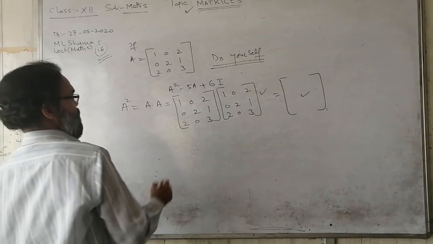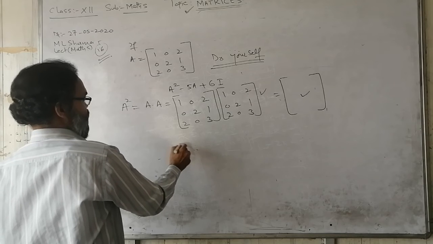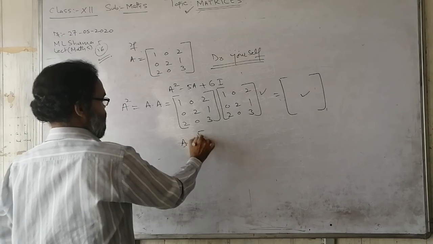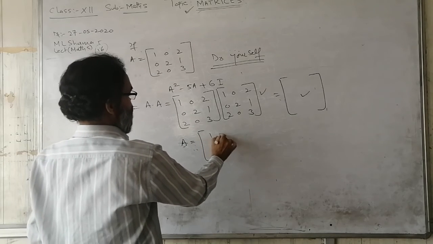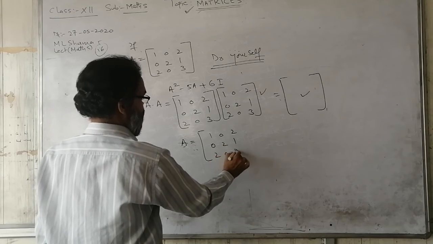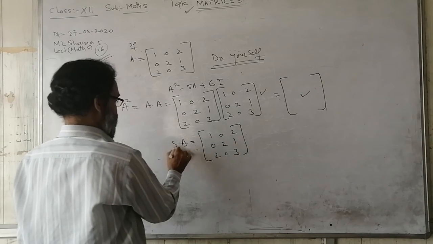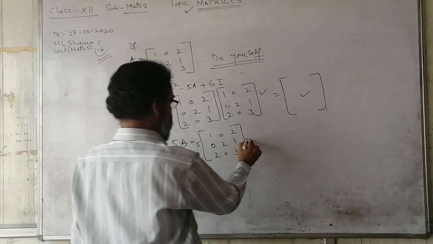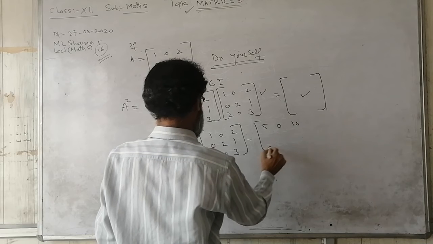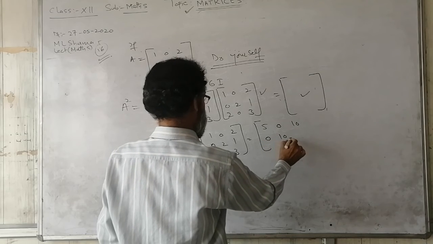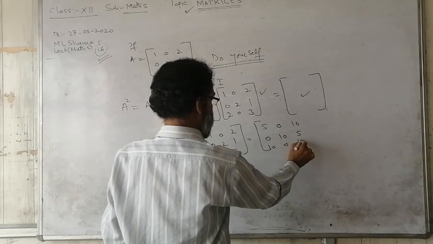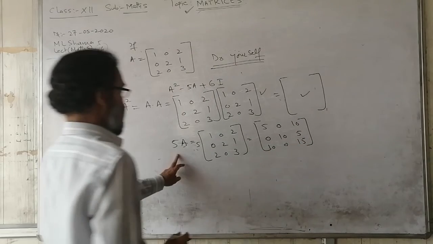Then 5A. The value of A is given: 1 0 2, 2 0 2, 1 2 0 3. So if I have to get 5A, I will multiply by this 5. So it will be 5 0 10, 0 10 5, 10 0 15 here. So this is the value of 5A.